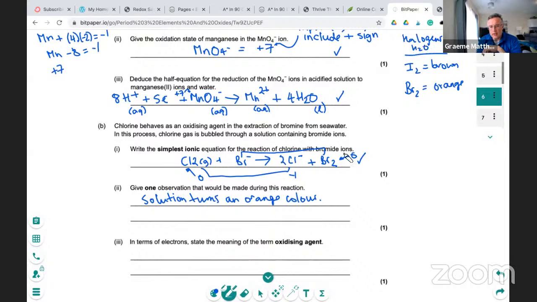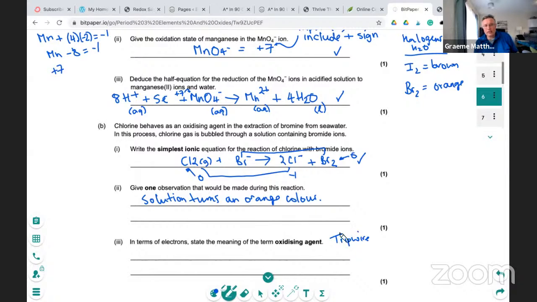Like so. All right. In terms of electrons, state the meaning of oxidizing agent. Now this is what they're going to ask you, chemists. They're not going to say what's the definition of oxidation or reduction, because that's easy, right? Oh yeah, oxidation is when you lose electrons, reduction is when you gain electrons. They're going to try to trick you. So we put down a tripwire.